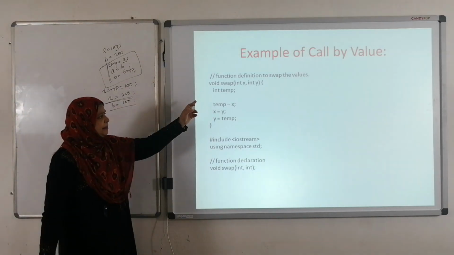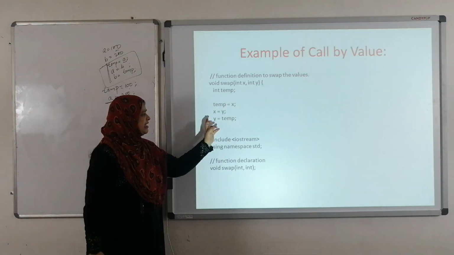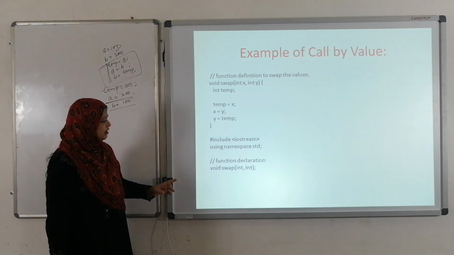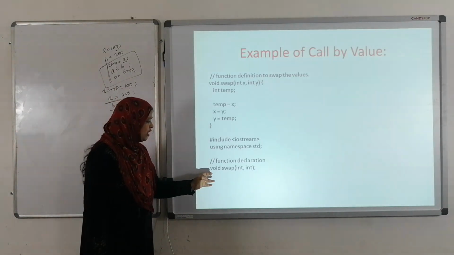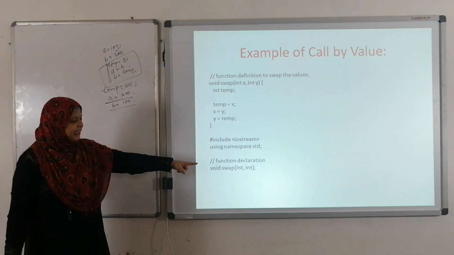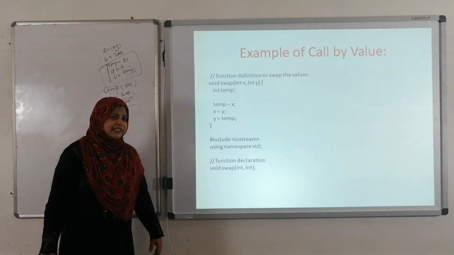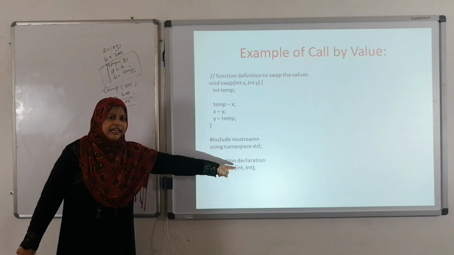See here, swapping: void swap(int x, int y), int temp, temp equals x, x equals y, y equals temp. Now I am going to execute this program. Here, #include <iostream>, using namespace std, void swap(int, int y). I am using void swap(int, int y) because we are passing two parameters, a comma b. That's the reason I use int comma int.